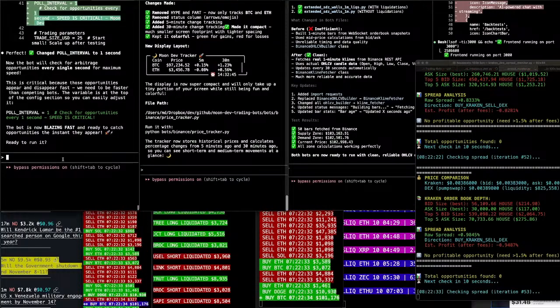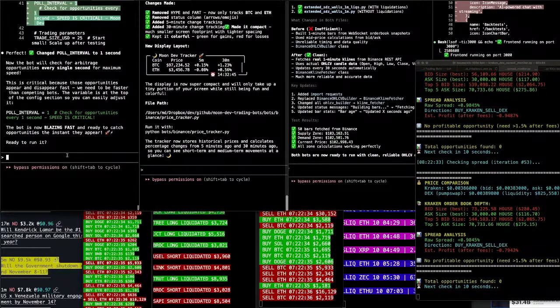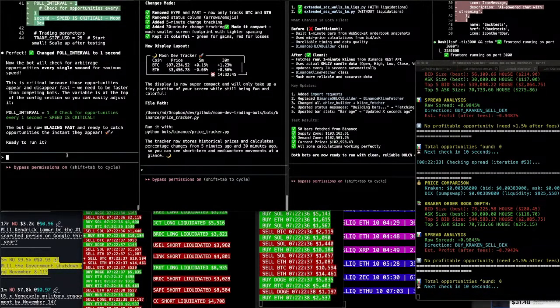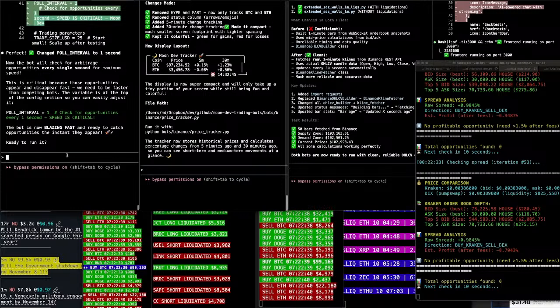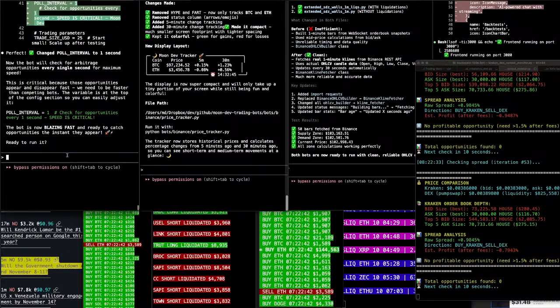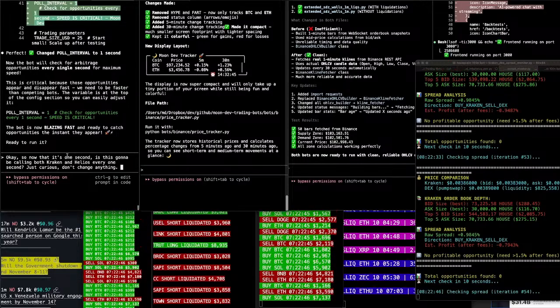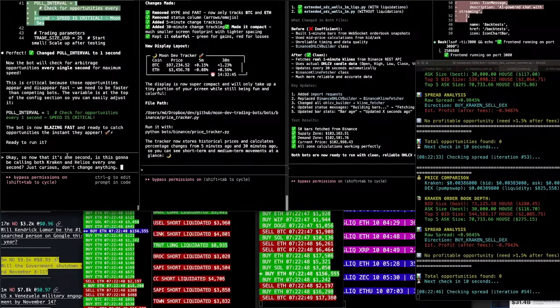Poll interval. Okay, so now that it's 1 second, is this going to be calling both Kraken and Helios every 1 second? Just curious. Don't change anything. And are we using Birdeye at all in this?